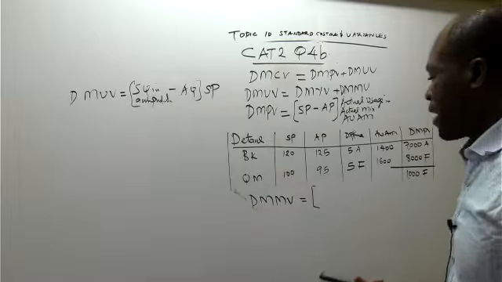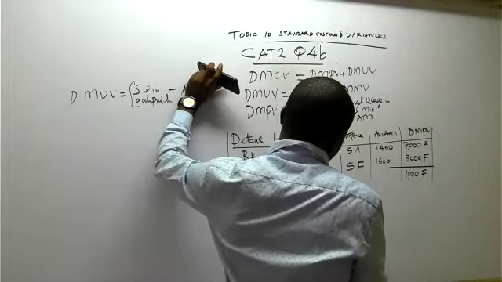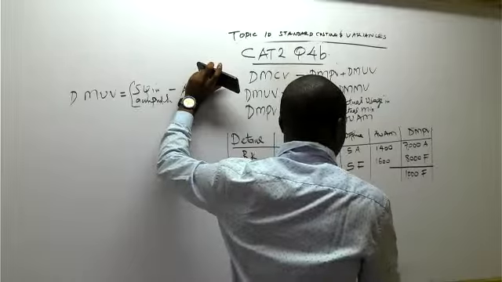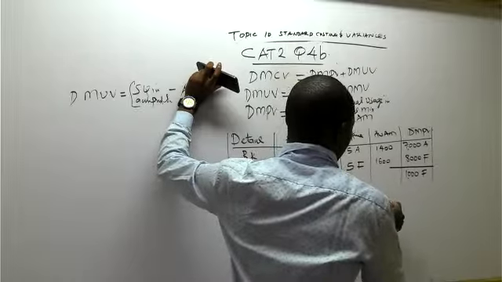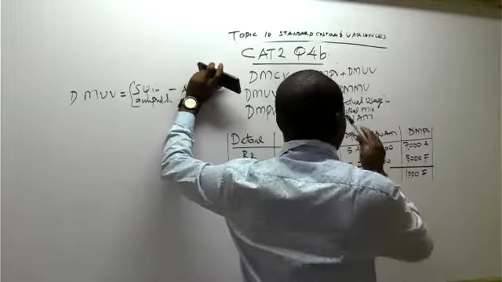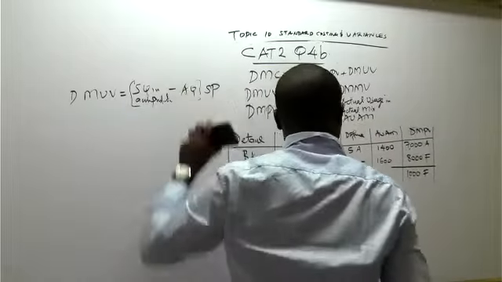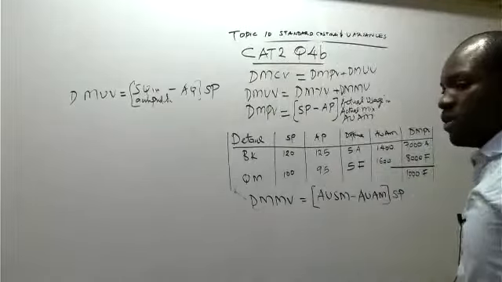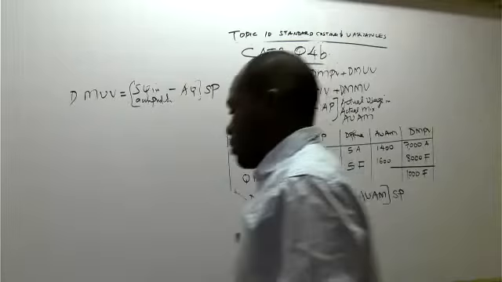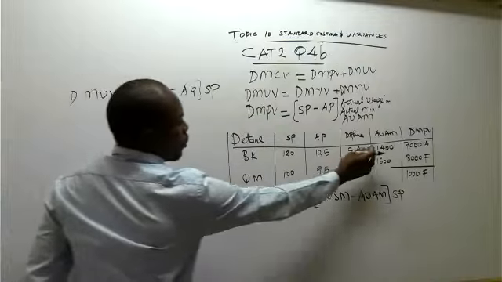So this is the simplest thing again. You come here and give us, we have to look at the actual usage in standard mix minus actual usage in actual mix. All of this, anything you're going to calculate after getting the rates, you multiply by the standard price. Now we come here, let's look at this first, actual usage in standard mix. Actual usage in actual mix is this one.